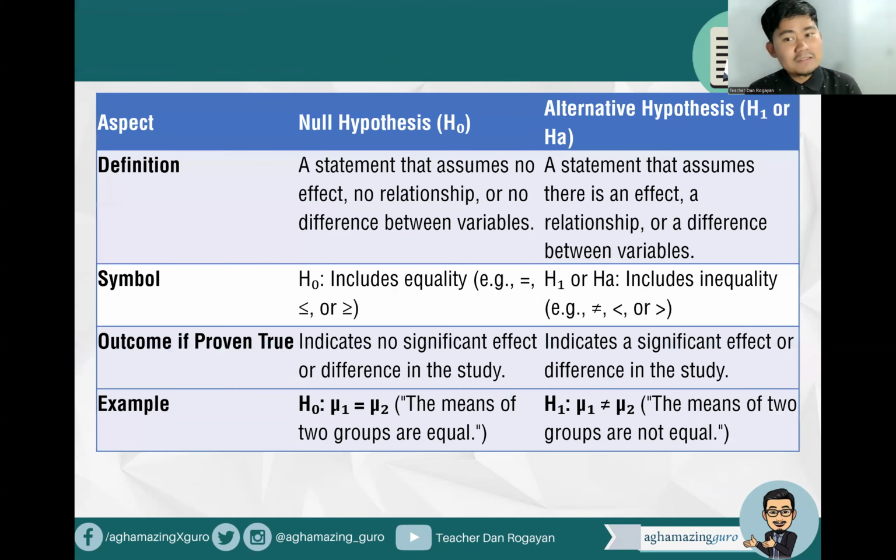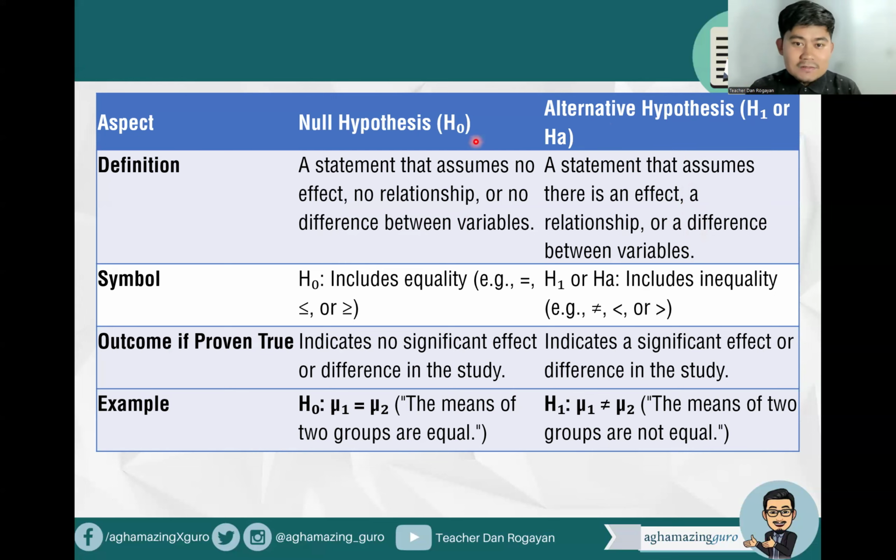And when we talk about hypothesis, we have here the null hypothesis and alternative hypothesis. Null hypothesis is the absence of effect, relationship, difference. So there's no effect, relationship, or difference. Walang relasyon, walang pagkakaiba. While alternative hypothesis, on the other hand, is a statement that assumes there's an effect, there's a relationship, there's a difference. May epekto, may relasyon, may diferensya.